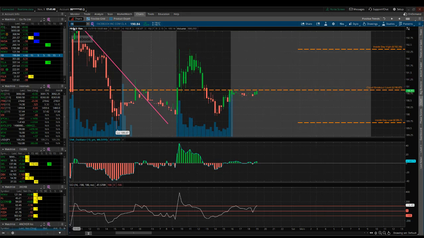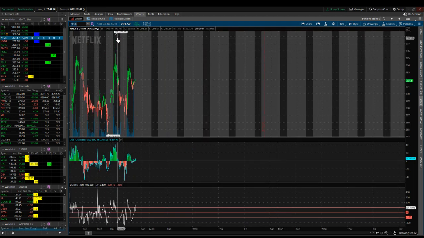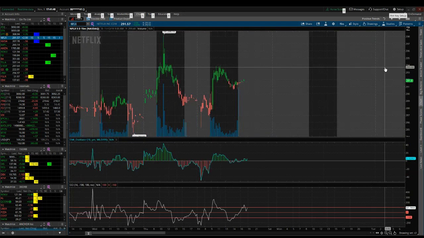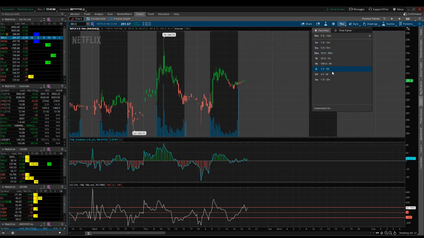There was another one. It was Netflix the other day on this big spike up. You can see it here on just the 15. Again, on the 3-minute, it's just as fine. But you can see here on the 15, boom, plus 40 right here on the DMI. On the DMI, you can see on the 3-minute chart.